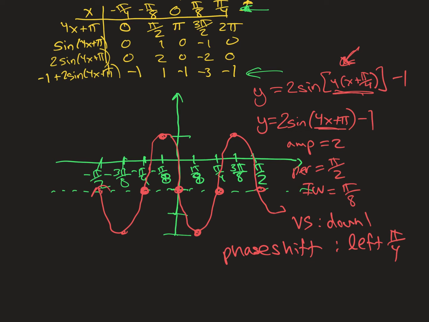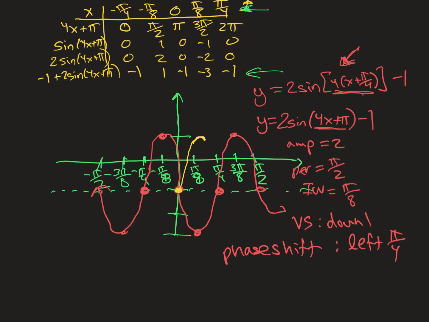If I go to my graph, and if there had been no phase shift, but everything else had been the same, then my sine graph would have started at the midline and gone up.